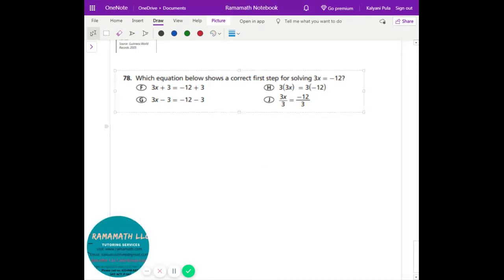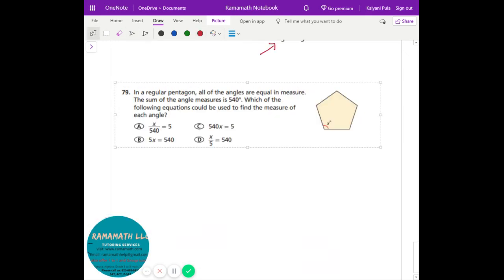This one says, which equation below is the correct first step to solve 3x equals -12? Since it is a multiplication, you need to divide. So when you divide, that's the circle.